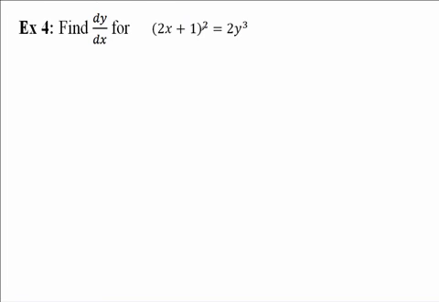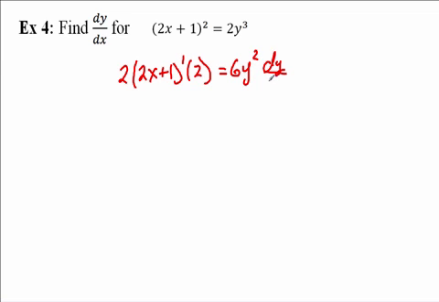Now notice this one's a little different. We want to find the derivative here, still dy/dx, but since there's a y cubed, we must use implicit differentiation. So we follow the normal steps. Take the derivative here, that'd be 2 times 2x plus 1 to the first times 2, and that equals, well, we take the derivative of this, which is 6y squared, but since we took the derivative of y, we must write dy/dx. Whenever this variable is not an x, you have to write this behind it.